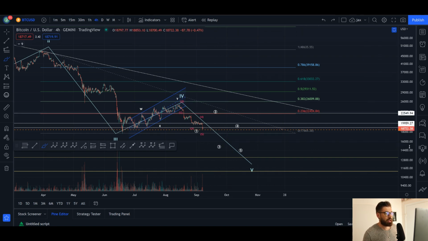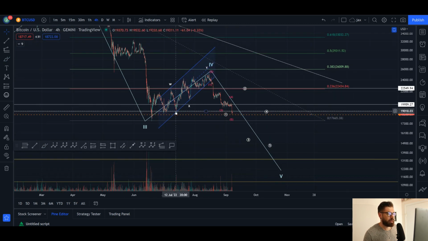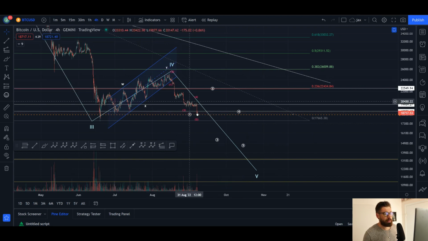But we are sitting on that level of support. We did break below it just a little bit here. We do have support here at about 18.8k. We are very close to that level. So if we were to bounce from here, I will give you a wave 2 pullback zone.